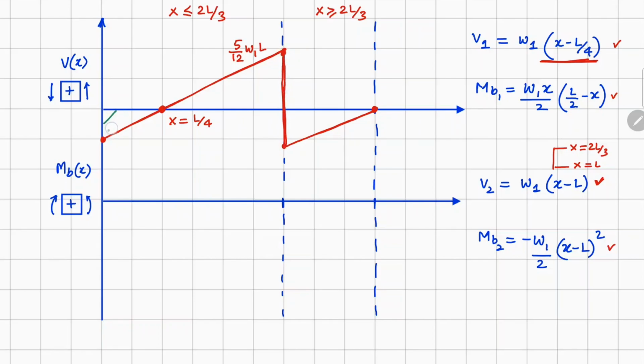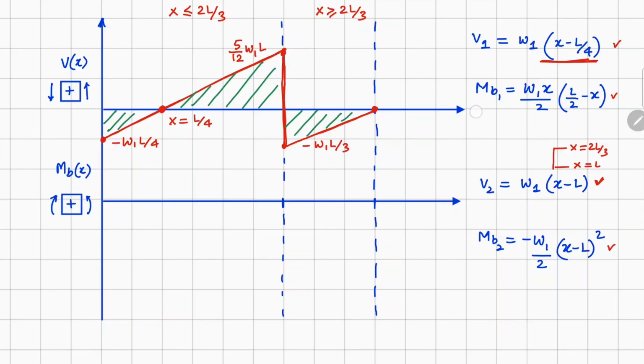So now I can shade this region. So this is how your shear force diagram looks. You can mark the important values. So this one is minus w1 l divided by 4, and this one right here is minus w1 l divided by 3.